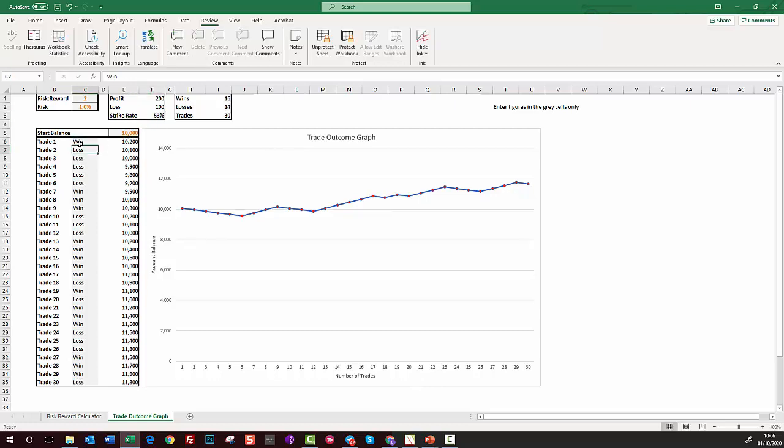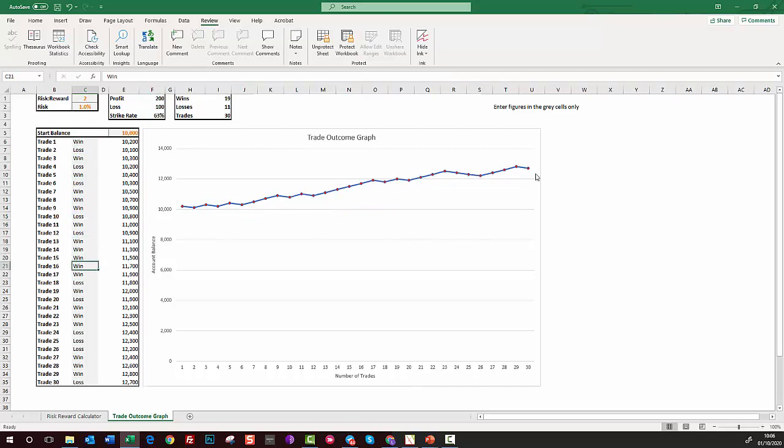Equally, let's say we have a fantastic month and we get a 63% strike rate. Now we've made $12,700 profit, and we've got a lovely equity curve that never actually touched drawdown at all. So hopefully you can understand how to use this spreadsheet. You can play around with these figures.